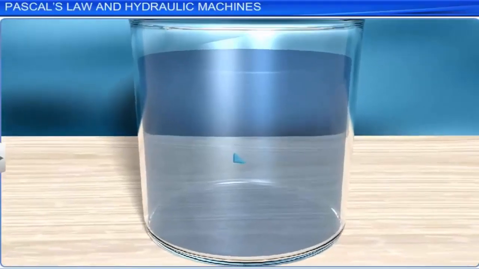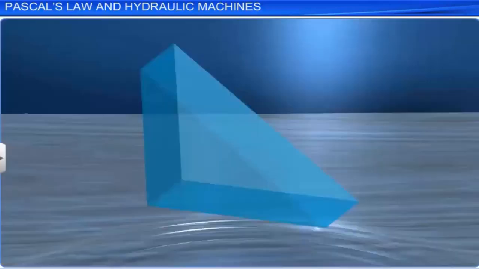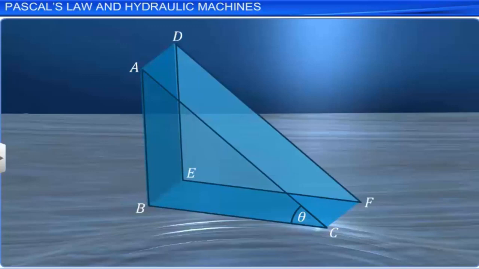Consider a very small element of fluid in the form of a right-angled prism, ABCDEF, inside a fluid at rest. As the element is very small, every part of it is considered at the same depth, and hence the effect of gravity is the same at all points of the fluid element. We know that the force exerted by the rest of the fluid on the element is normal to the surface.